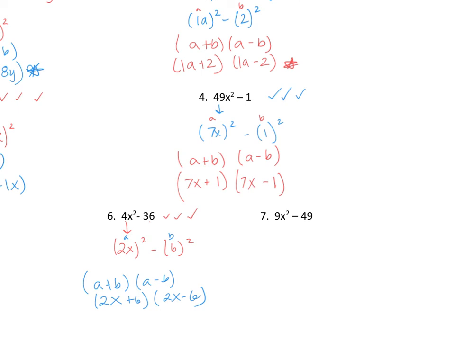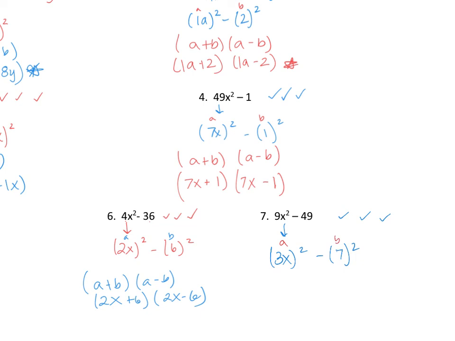All right, so asking myself the same 3 questions. Perfect squares? Yep. Minus? Yep. And is there an exponent? Yep. Okay, so go ahead and find the square root of 9x squared. So I'm going to find 3x squared. And then the square root of 49 is 7. So I can go ahead and put that in my problem. Okay, and then label my a and my b.